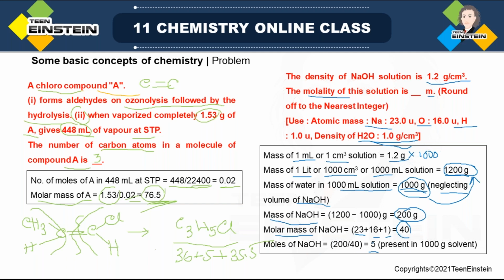5. So 5 is the number of moles of NaOH which is present in 1000 gram solvent, because here, out of 1200 gram, 200 is the mass of solute. So the rest of the part is 1000 gram solvent. So in 1000 gram solvent, you have 5 moles of NaOH, and that is the definition of molarity, the number of moles of solute present in 1000 gram solvent. So that is why the answer should be 5. Okay.